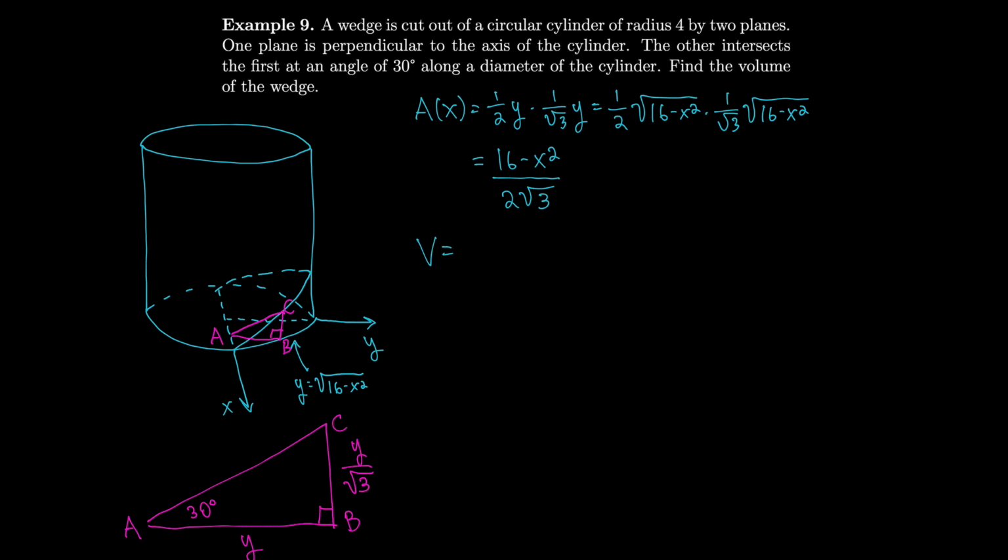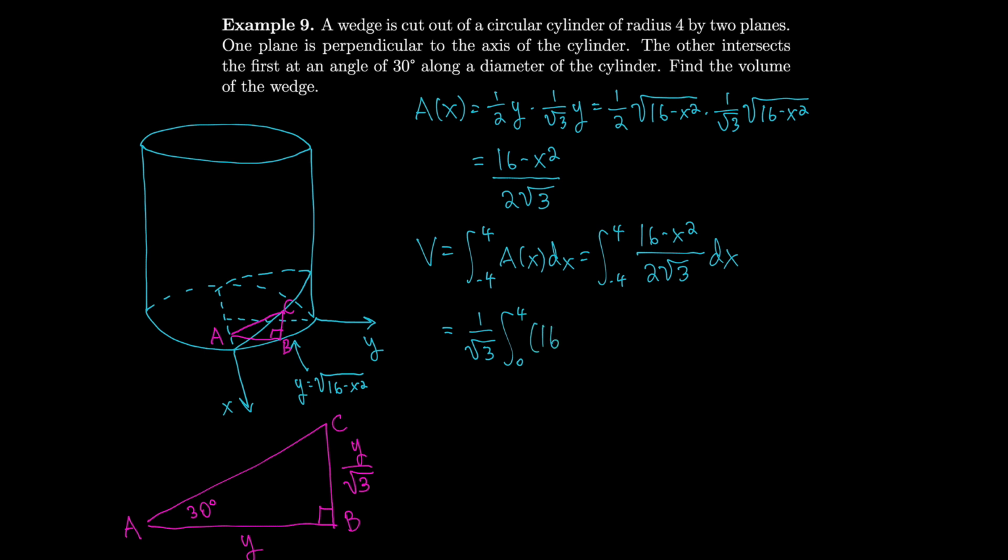So that means our volume is the integral from minus 4 to 4 of A(x) dx, which will be the integral from minus 4 to 4 of (16 minus x squared) over 2 rad 3 dx, which is 1 over rad 3 times the integral from 0 to 4 of 16 minus x squared dx, which is 1 over rad 3 times (16x minus x cubed over 3) from 0 to 4. And that is just 128 over 3 rad 3.